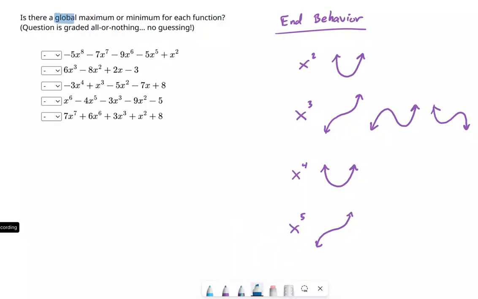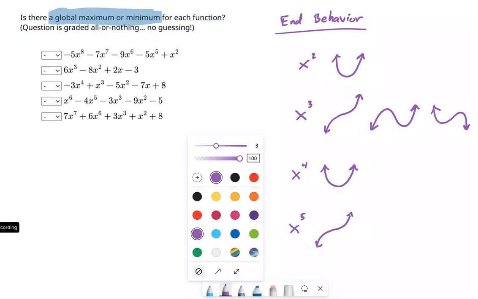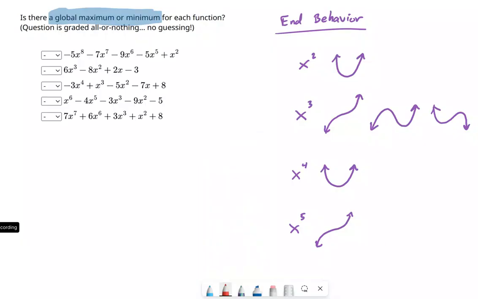Now, let's go back and re-examine what this question is asking. It's saying, is there a global maximum or minimum for each function? Now, remember what a global maximum means. It means an absolute maximum, something that is clearly the highest point of that function. Or if we're talking about a minimum, the lowest point anywhere for that function. And if I highlight on this graph all the global maximums for you, there's one for the x squared, it's a minimum. There's one for the x to the 4th, it's a minimum.